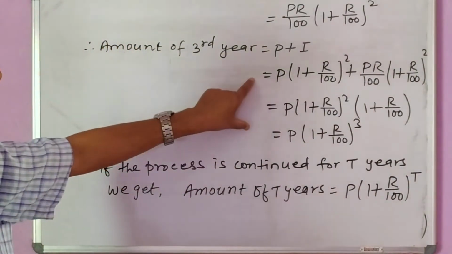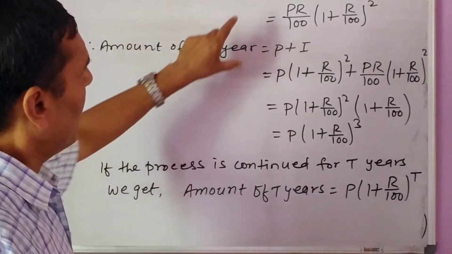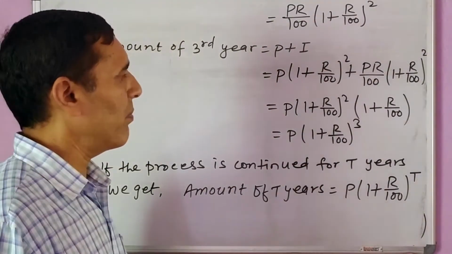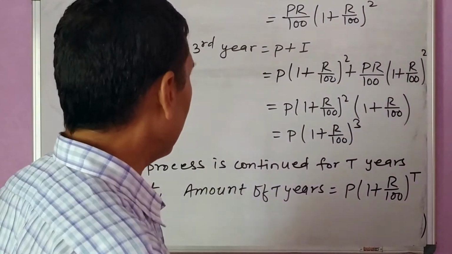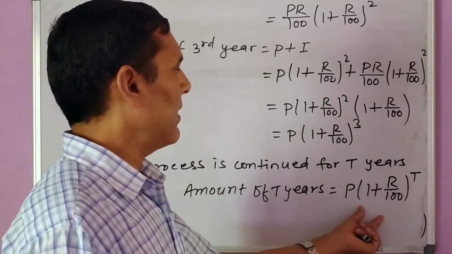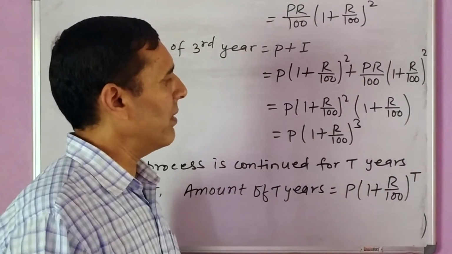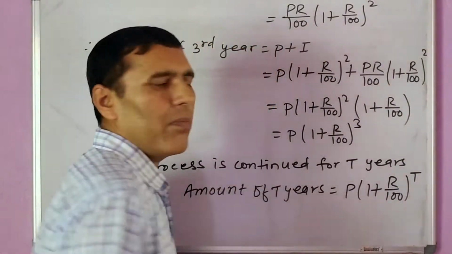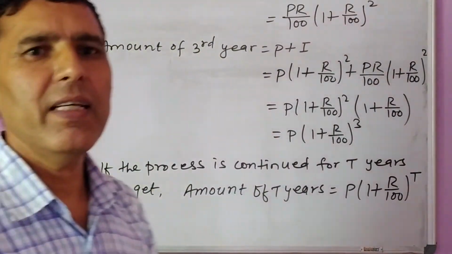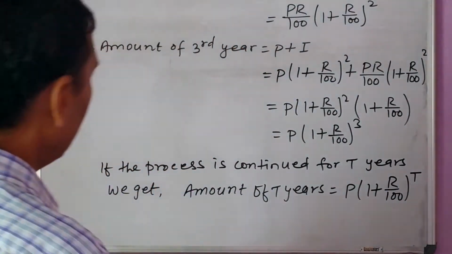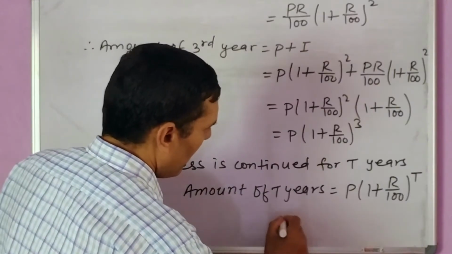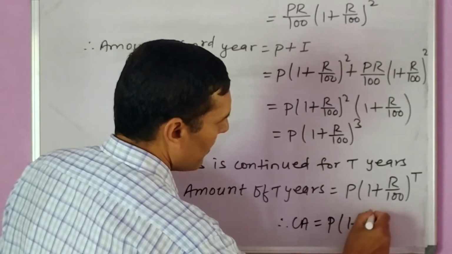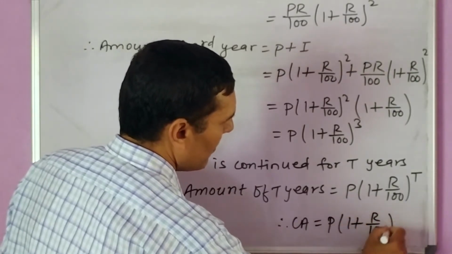We have seen from the above amount of first year, amount of second year, amount of third year. If we continue the process for T years, we get amount of T years is equal to P times 1 plus R upon 100 to the power T. So this is the formula to calculate the compound amount for T years for yearly compounding. So I am writing this as CA, compound amount is equal to P times 1 plus R upon 100 to the power T.